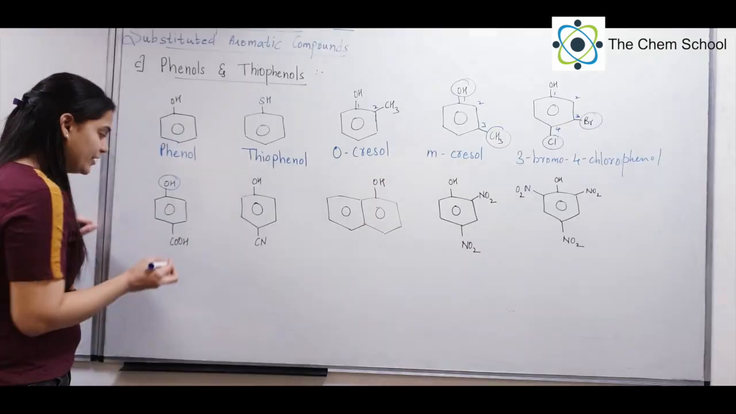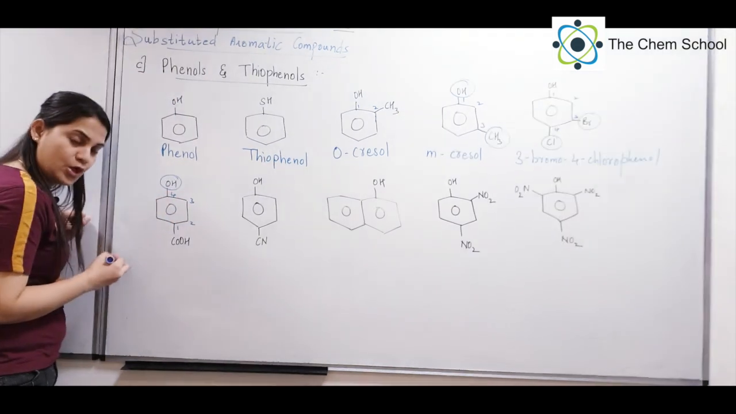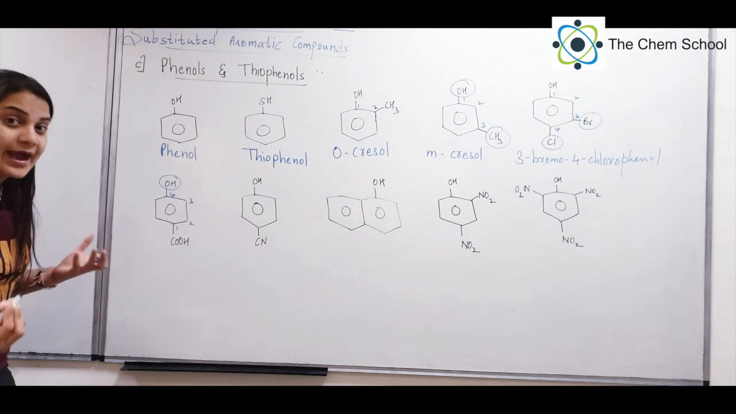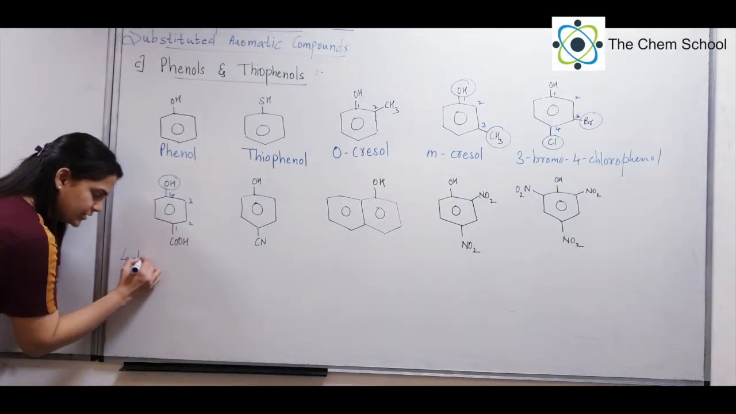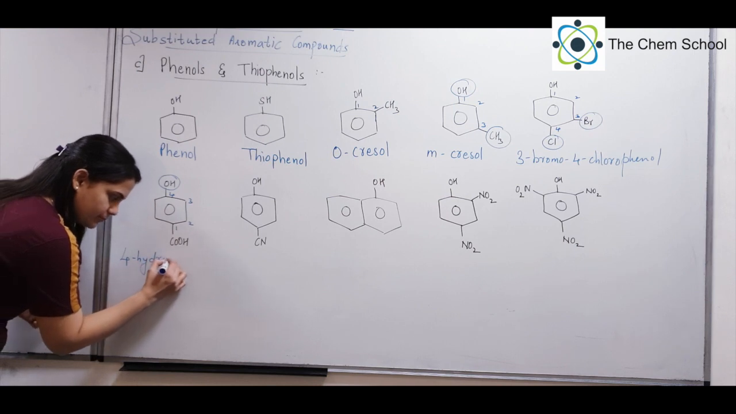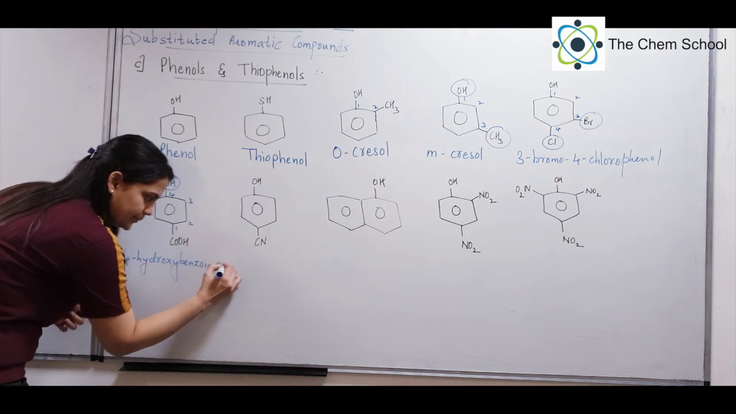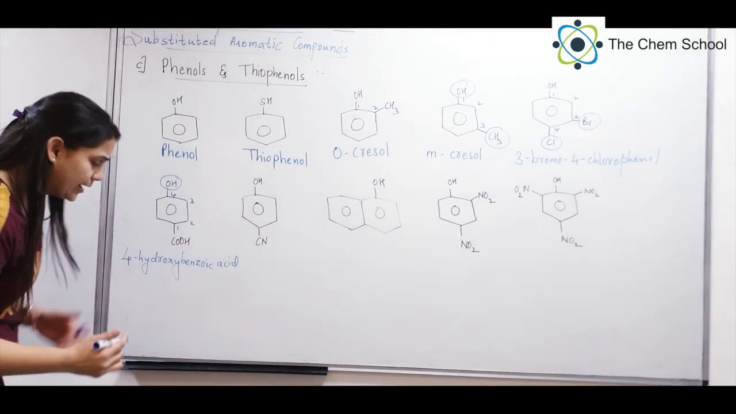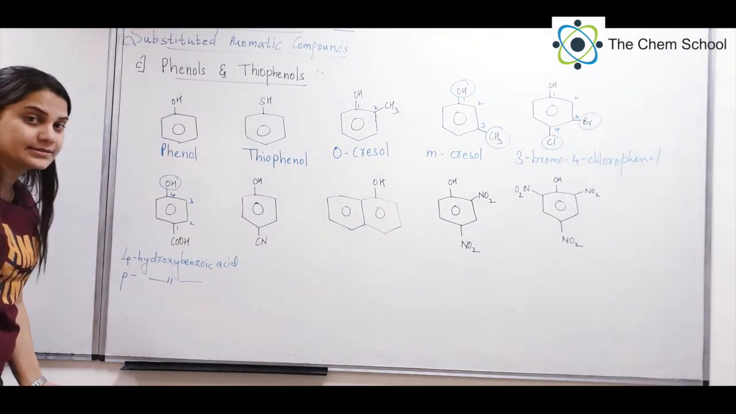So let's do the numbering from the priority group. So 1, 2, 3 and 4. On the 4th position, if OH is your substituent, then it is called hydroxy. So it is going to be 4-hydroxybenzoic acid. And if it is on the 4th position, you can also call it para. So you can also say that this is para-hydroxybenzoic acid.